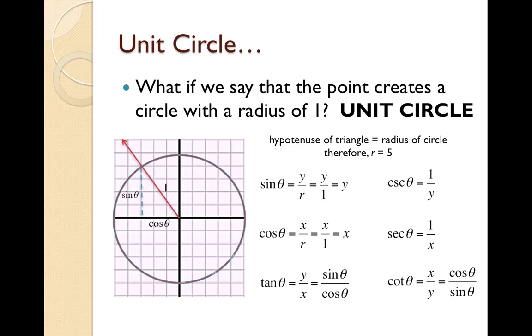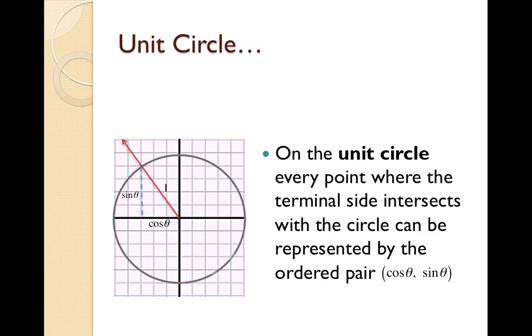Okay, and again, we can take the reciprocals of all of those for our other 3 trig functions. So on the unit circle, every point where the terminal side intersects with the circle can be represented by the ordered pair cosine theta, comma sine theta. Because we've just shown that on the unit circle, cosine theta is the same as our x coordinate and sine theta is the same as our y coordinate.